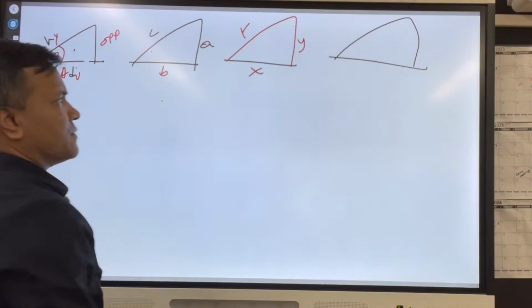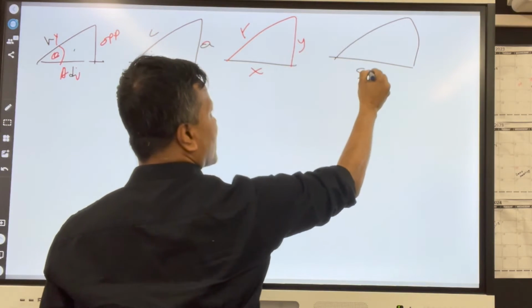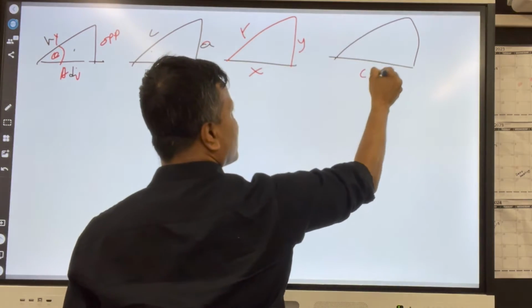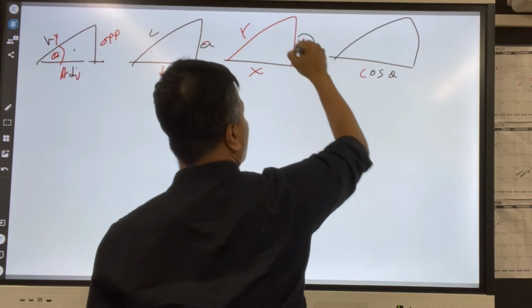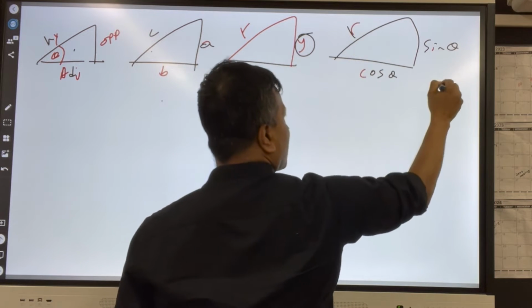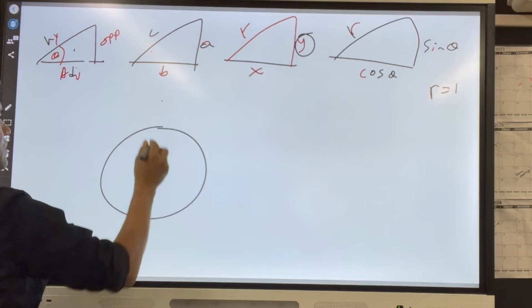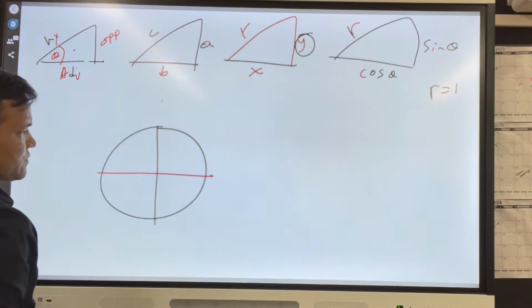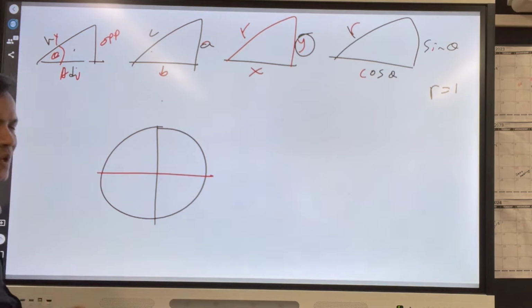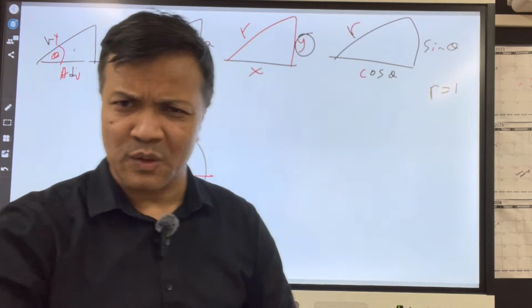And r is 1. Okay. Instead of calling x, I can call it cosine, and instead of y, I can call it sine, and of course I can call it r. r is 1 in a unit circle. When we talk about a unit circle, what are we talking about? We are talking about a circle that has an infinite number of points equidistant from the center.